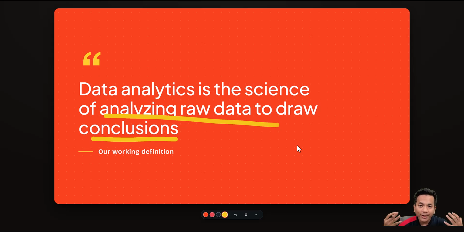And the way you analyze the data, there are a few methods which we are going to learn after this. The very first one, most probably descriptive. Second one is diagnostic. The third one is predictive, and the last one is prescriptive. All right, so that thing we are going to learn after this.